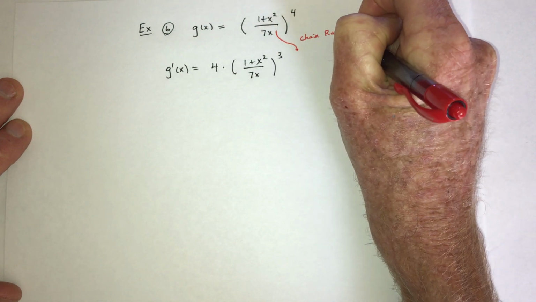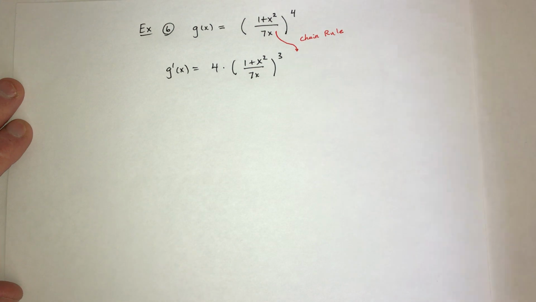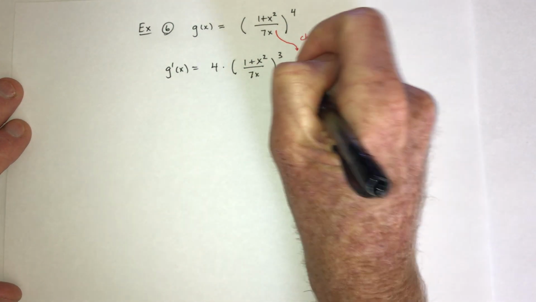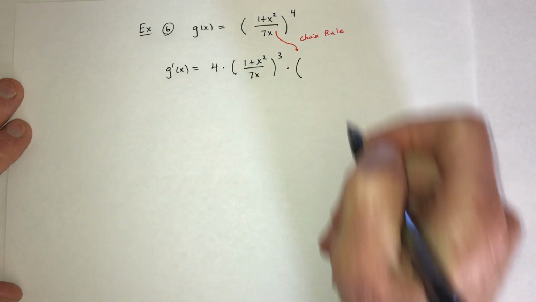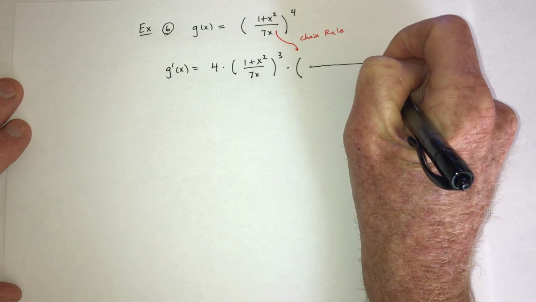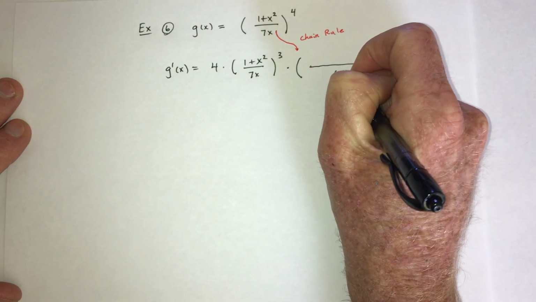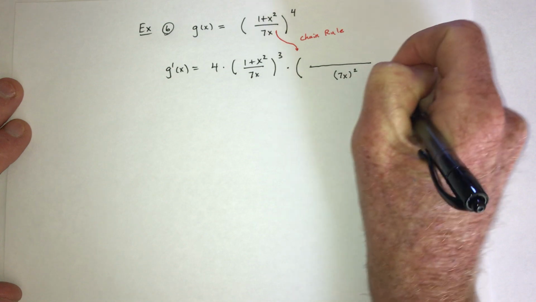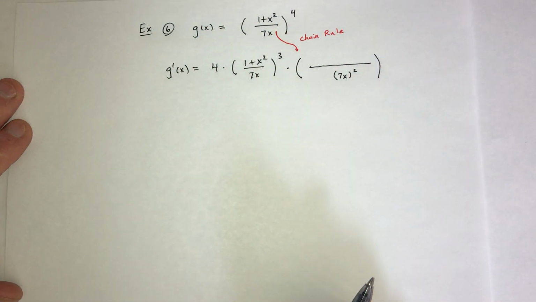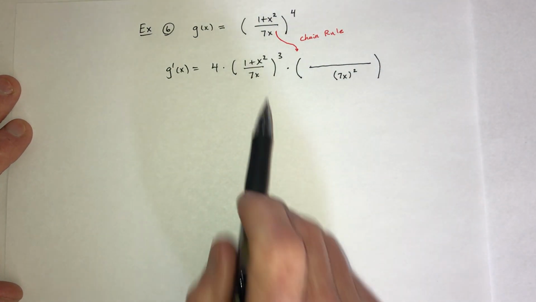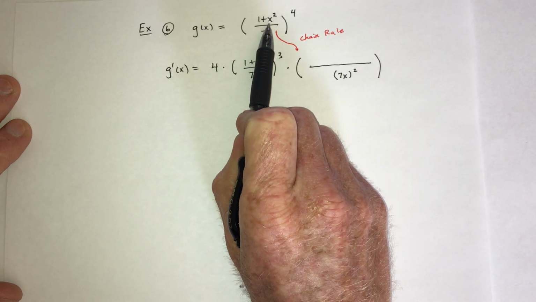Sometimes I feel like spelling out the whole thing. So now do the chain rule. Take the derivative of the inside. Well, for that, we need to use the quotient rule. Part of the quotient rule says that the bottom needs to be squared. The other part of the quotient rule says start on the top and take the derivative.